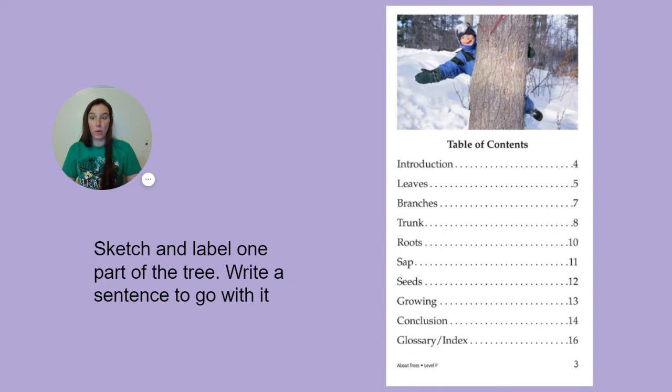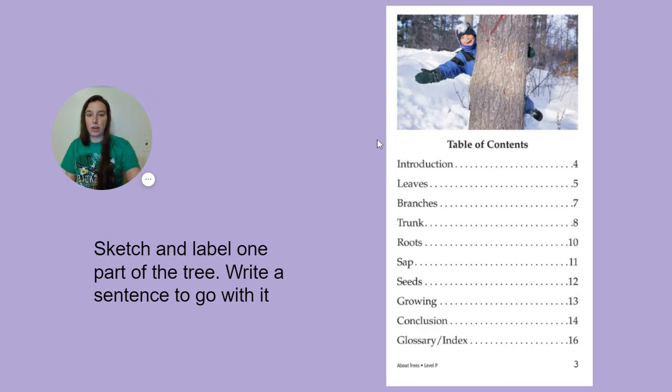Okay, so today we are going to be sketching and labeling one part of a tree. We have been reading this story about the trees. They've been telling us all the different types. So when we're thinking about what part of the tree we want to draw, we can think back to our story about trees, and we can use our table of contents right here, right next to me. The table of contents tells us where we can find that part of the book on what page number.